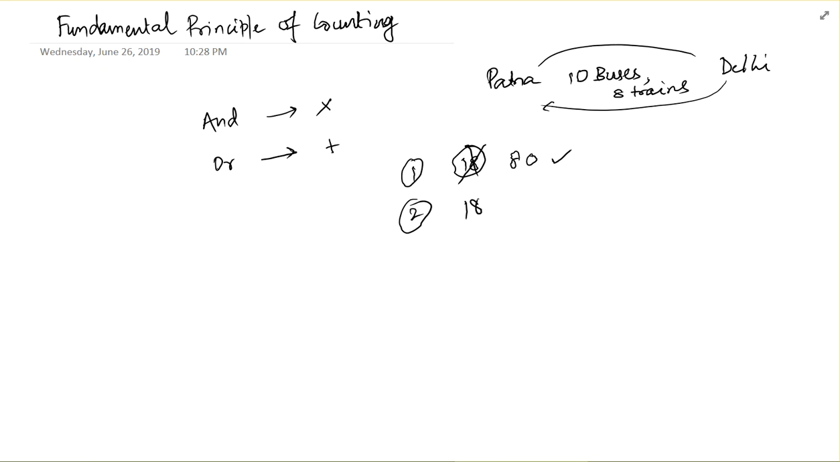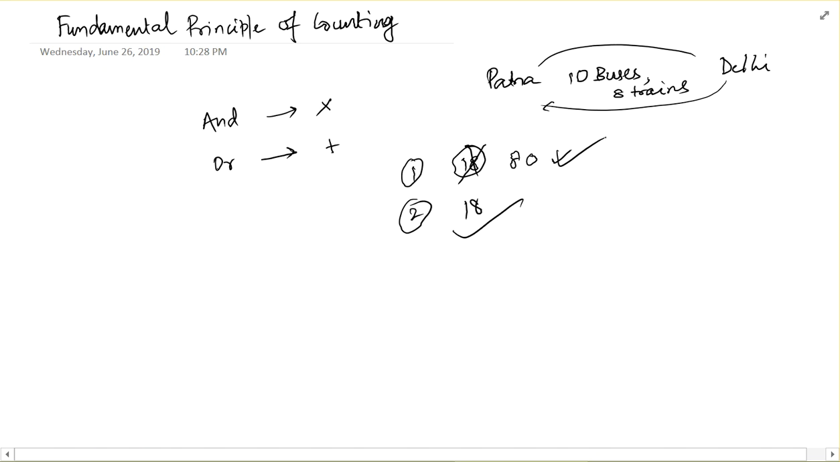In the second case, he has 10 buses or 8 trains. He cannot use both. He has to use one of these, either bus or train. So he has 10 buses or 8 trains. So 10 plus 8, that is 18. And in the first case, 10 into 8, that is 80. That is the rule of and or.